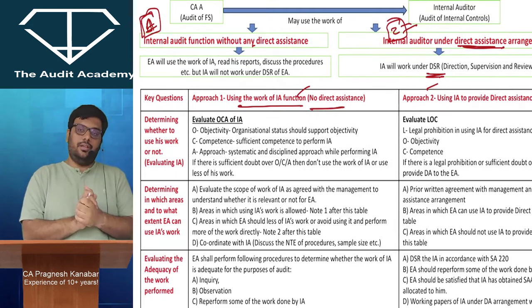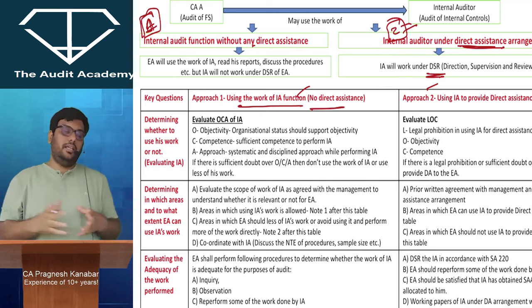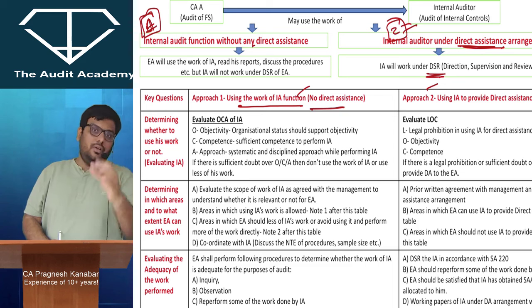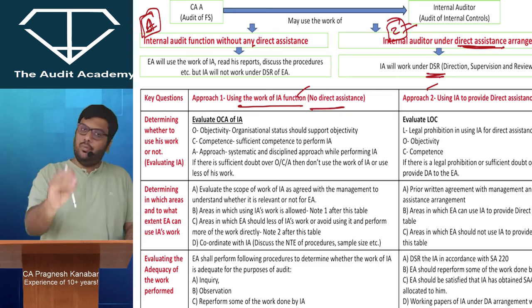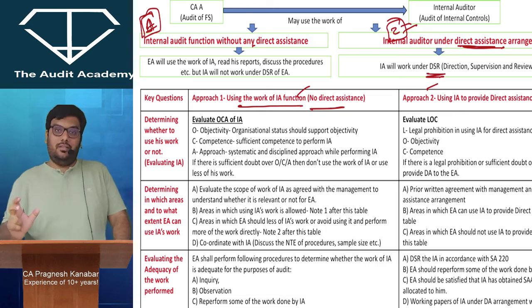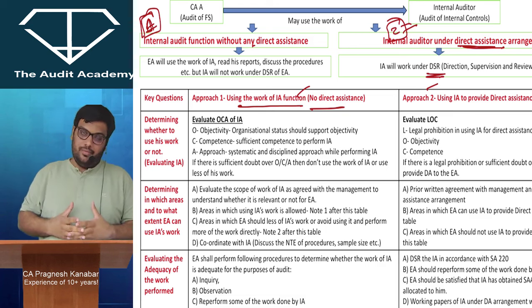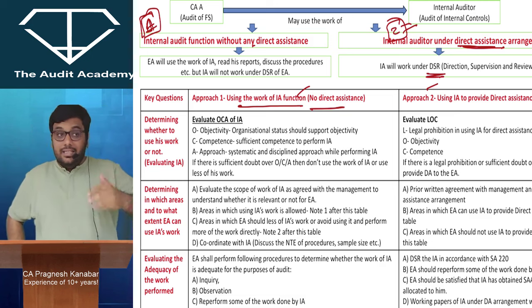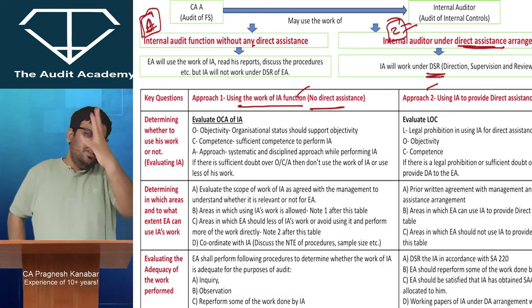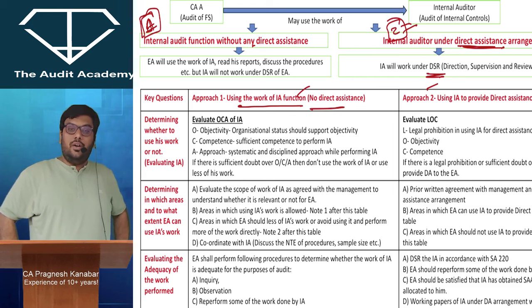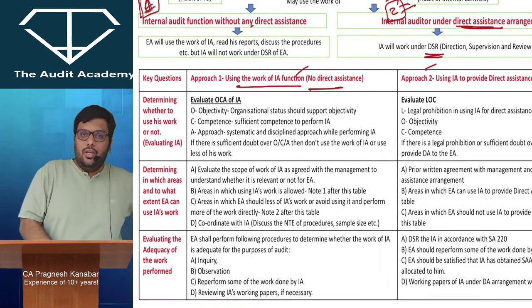All right, now listen to me. How do we ensure that we become masters of the entire SA 610? When you go through the entire SA 610, there are three important hot questions, whether it is approach one or approach two. First, evaluate the person, that means the internal auditor, whether you really want to use his work. After that evaluation, if you decide that you want to use the work of the internal auditor, then decide in which areas you can use his work. Just use your common sense: can you really use the work of the internal auditor in verifying internal controls, authorization controls and related party transactions?